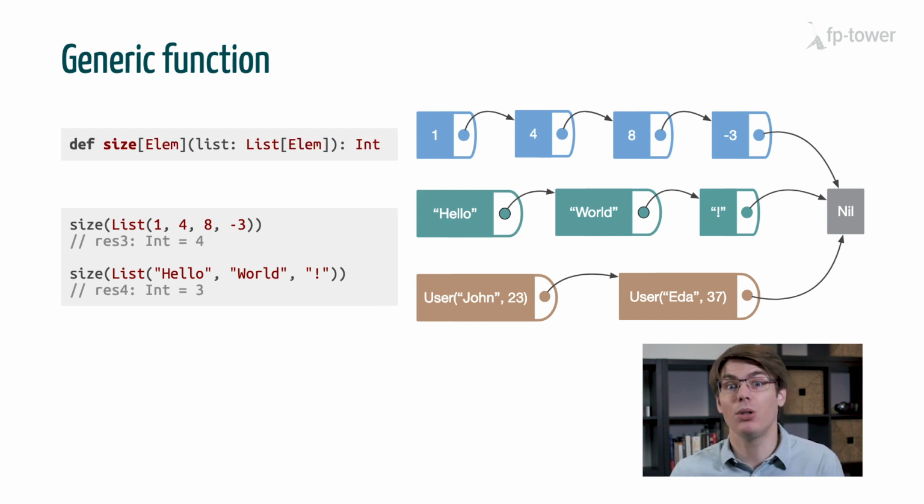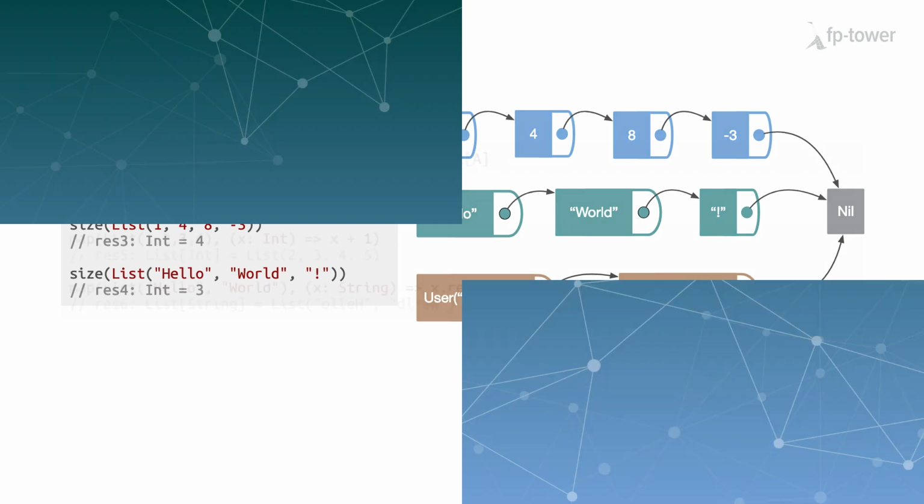But one thing to note is when we call size, we don't have to specify the type parameter. For example, we don't need to say that a is an int or a user. The compiler can generally infer it from the context. And this process is called type inference.